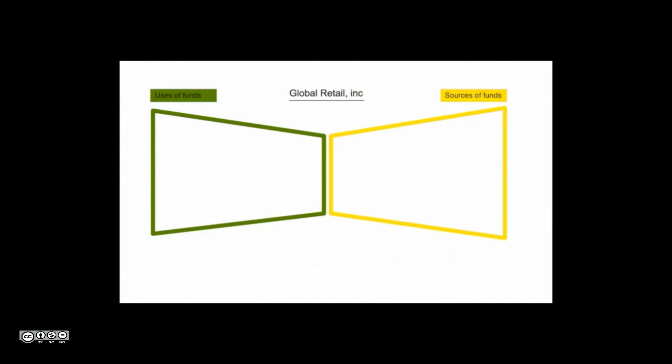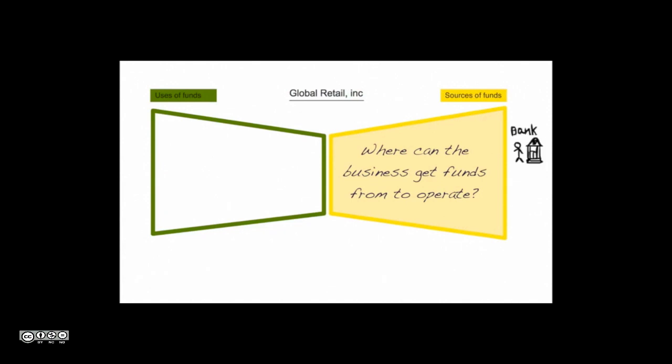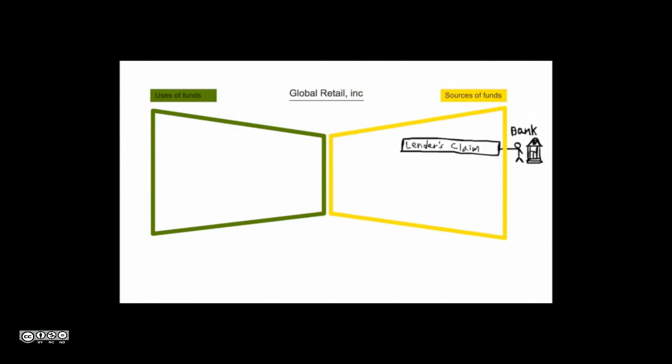Now, drilling deeper into the sources of funds, we ask ourselves, what are the possible specific sources of funds to set up the business with? Where could the business get funding from to acquire assets so that it can start operating? There are two basic sources of funds for starting a business. Firstly, the business can borrow from a lender, incurring an obligation to repay the funds to the lender. So let's reserve the top half of the yellow side of the butterfly for what we call liabilities.